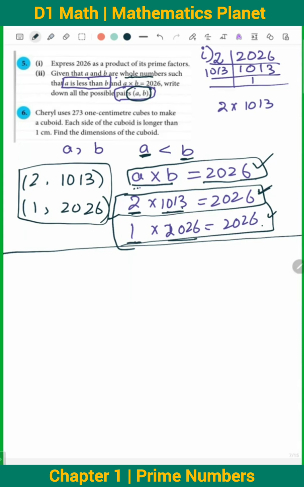Okay, question number 6. Charles uses 273 1 centimeter cubes to make a cuboid. Each side of the cuboid is longer than 1 centimeter. Find the dimensions of the cuboid.